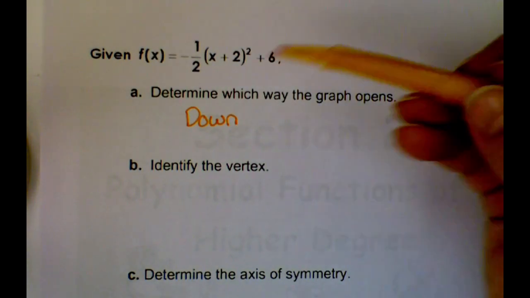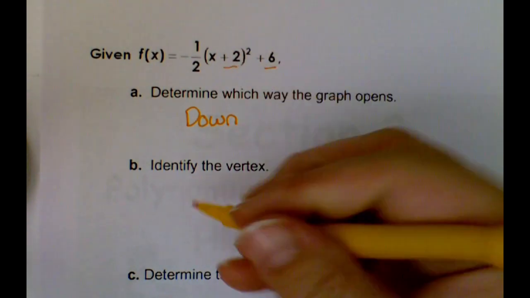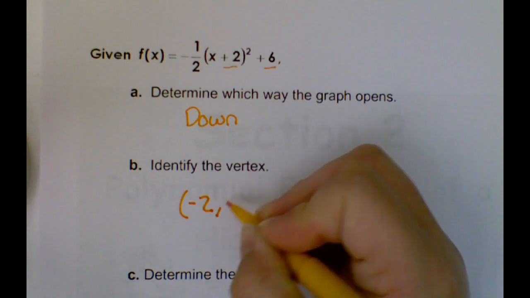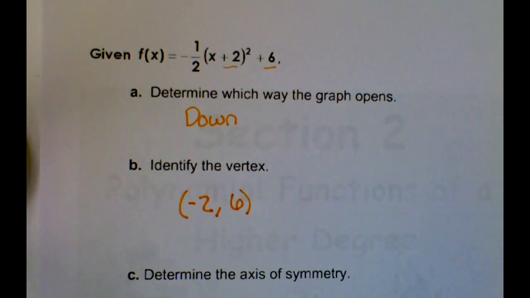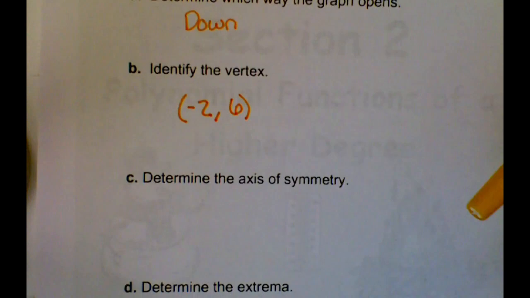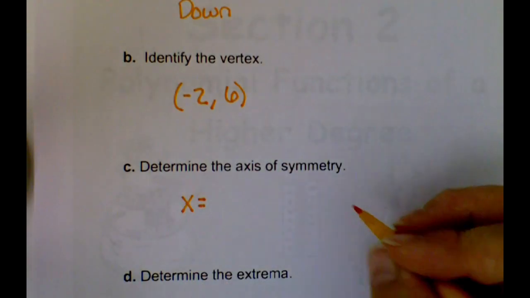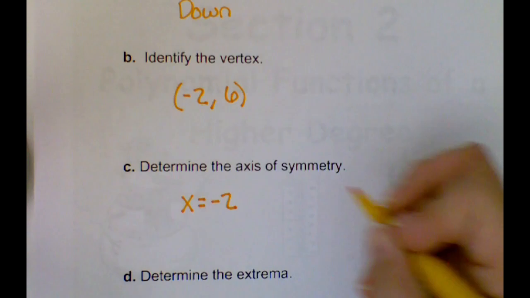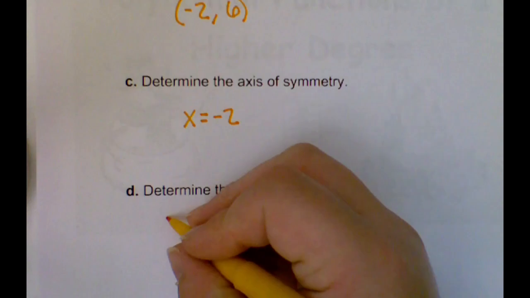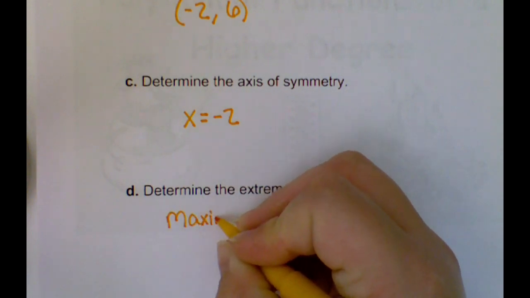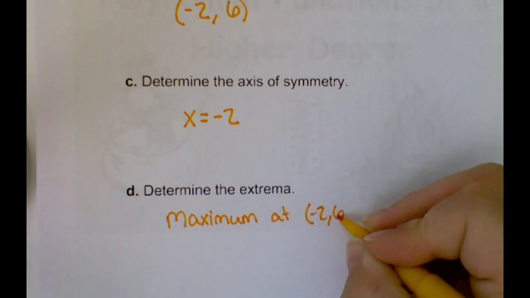To identify the vertex, I'm looking for h and k. H is always the opposite of what it seems, so my x-coordinate is -2. My k value is exactly what it seems, so my y-coordinate is 6. The axis of symmetry is a vertical line that goes through the vertex. It'll always be x equals, and that'll be x equals -2. And the extrema, since my parabola opens downward, we have a maximum point. And that maximum will be at the vertex, which is (-2, 6).